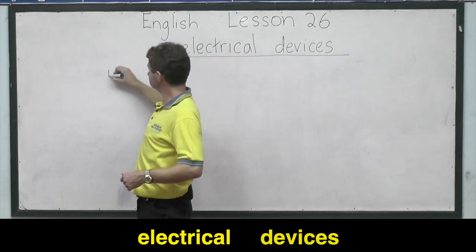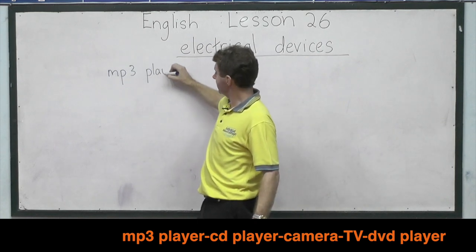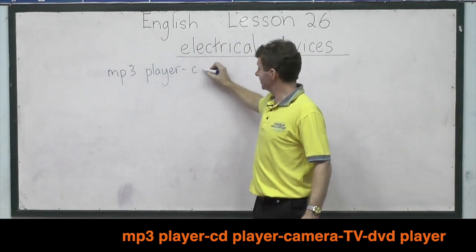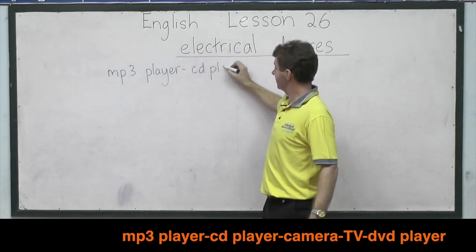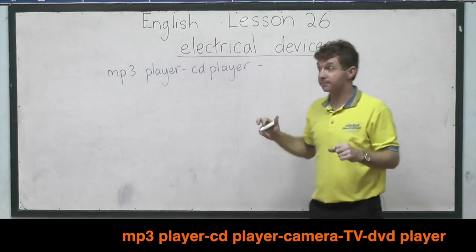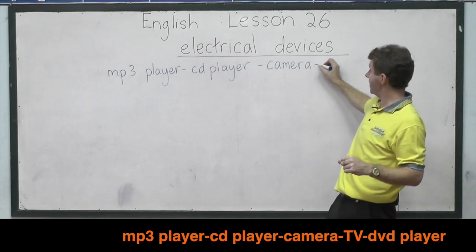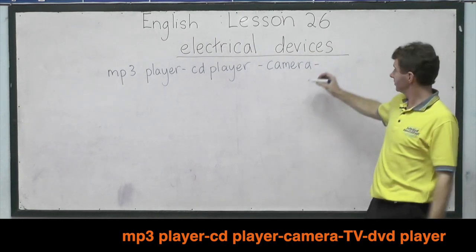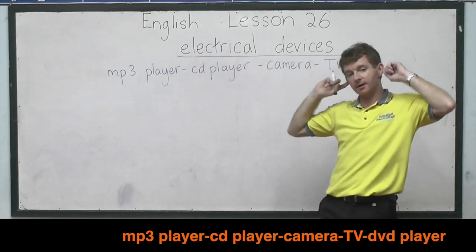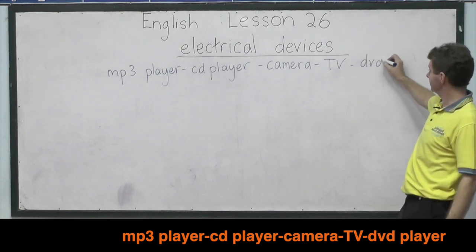MP3 player. And how do we spell player? MP3 player. CD player. Camera. C-A-M-E-R-A. Television. Or for short, TV. Remember the other one, we had CD player for music. If we want to watch a movie, DVD. DVD player.